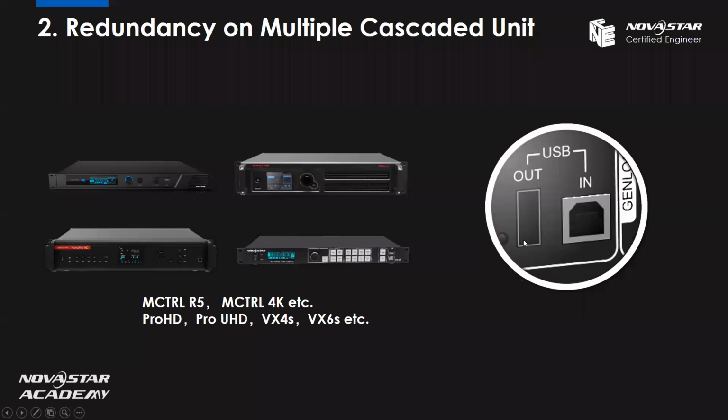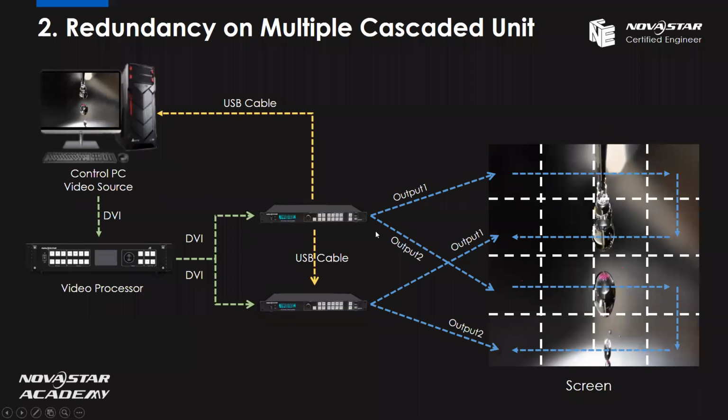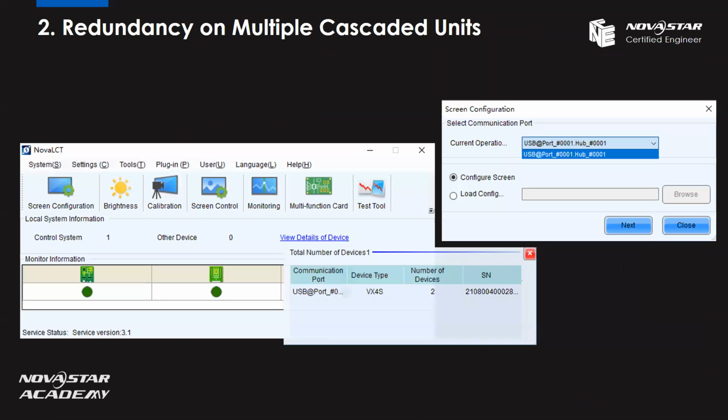Okay, let's go back to this chart again, this figure again. 2 VX4Ss are using USB cable to do the cascading. I hope you understand this part right now. And let's see the software part.